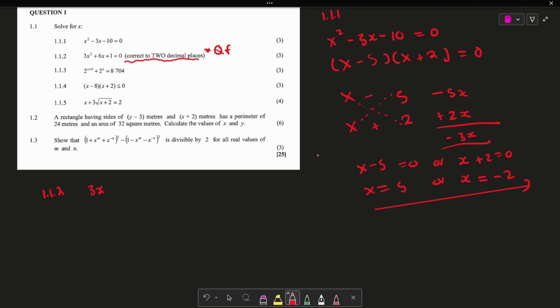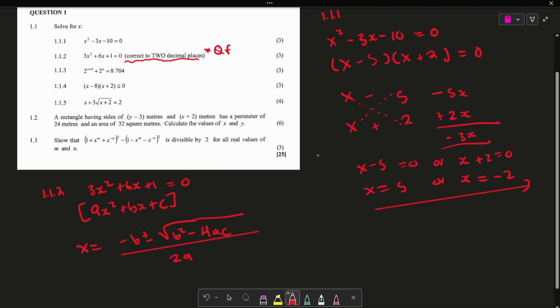We have 3x squared plus 6x plus 1 is equal to 0. We need to apply our quadratic formula. Remember, this stands for ax squared plus bx plus c. You must have this at the back of your mind. Your quadratic formula is minus b plus or minus the square root of b squared minus 4ac, all over 2a. So we just need to substitute.